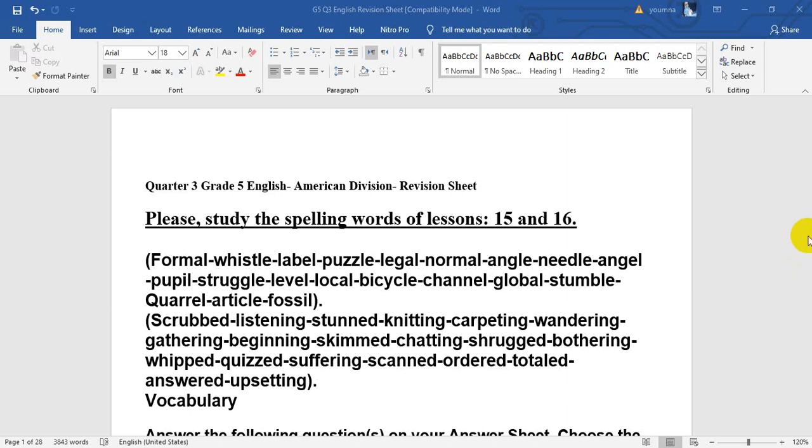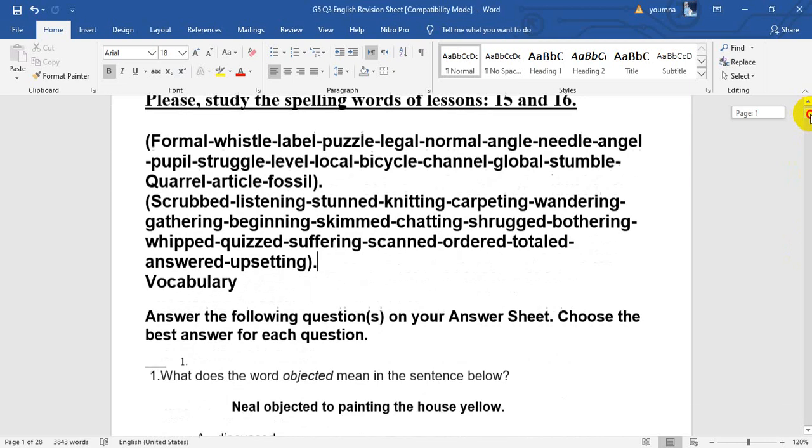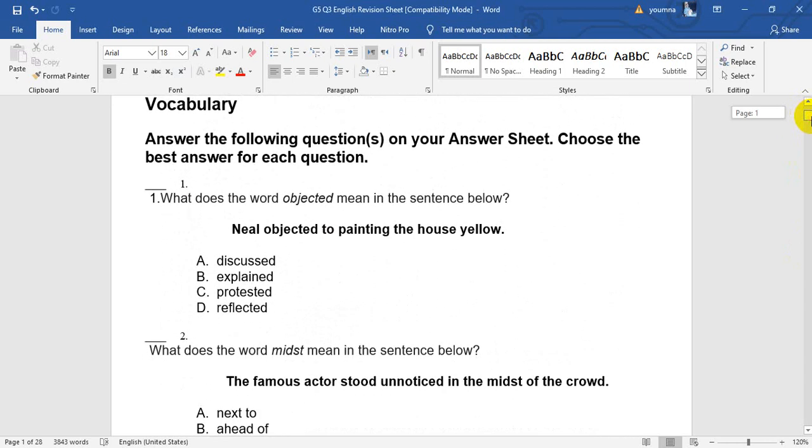Now we will move to the vocabulary. Answer the following questions on your answer sheet. Choose the best answer for each question.